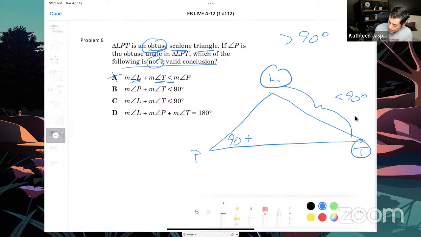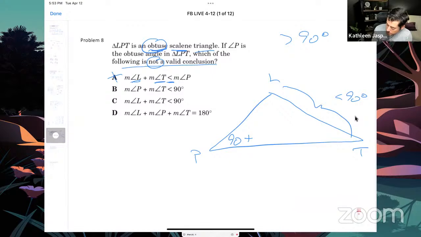Let me clear this for us. Okay, B says angle P plus angle T is less than 90. Well, that can't be true, right? Because angle P by itself is more than 90. So when I'm looking for which is not a valid conclusion, this one cannot work because angle P is greater than 90 just by itself. It throws that whole statement off. So that is the answer.